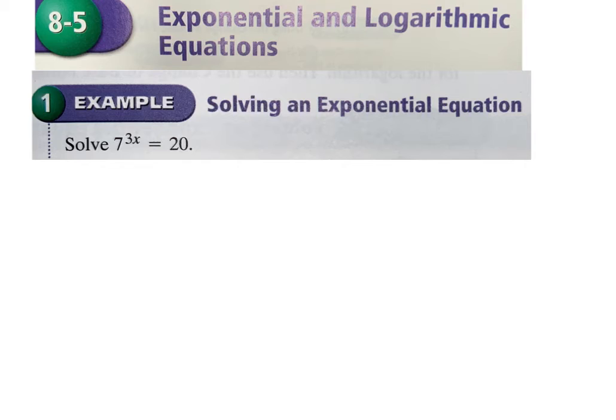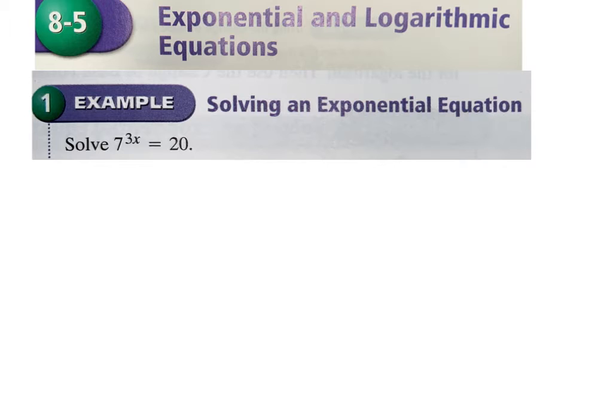You'll notice the difference here is that we have a 3x and a 7 and a 20. And there is no way for us to make 7 and 20 the same base. So everything up until this point, we've had like 2 and 32. Oh, we can make those like bases, and then we can just set our exponents equal to each other, and we're good to go. But that is not the case here.